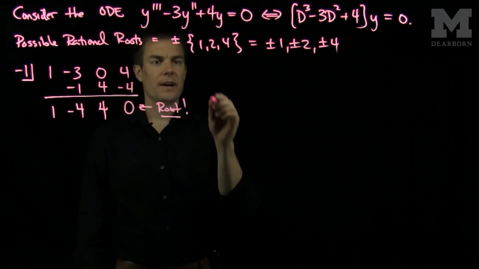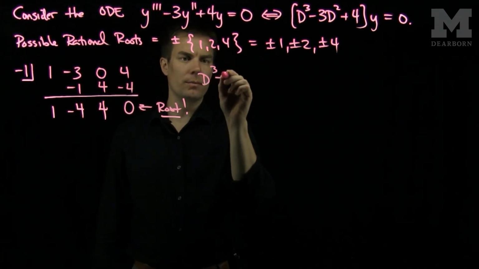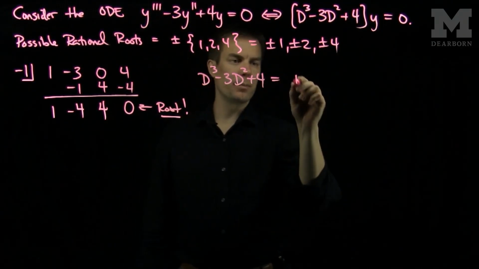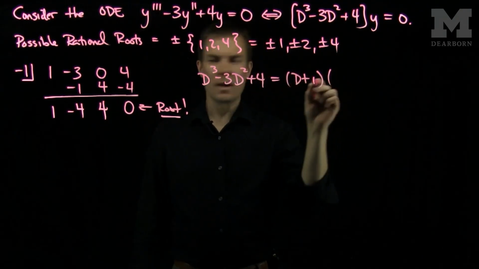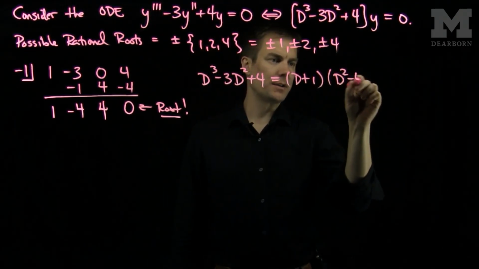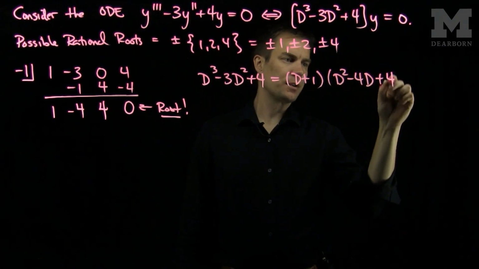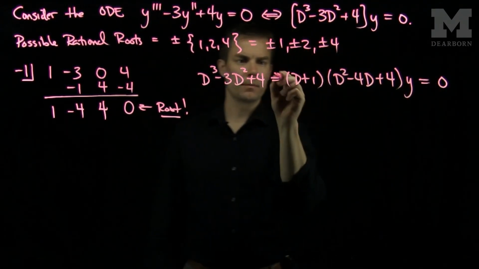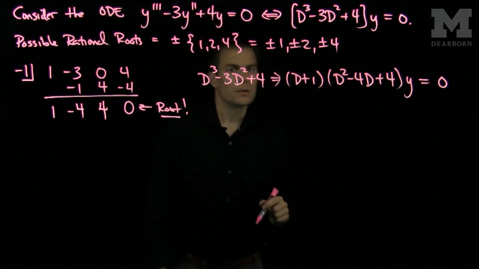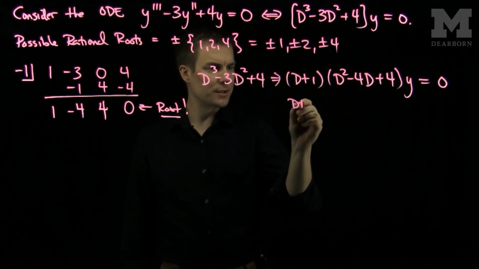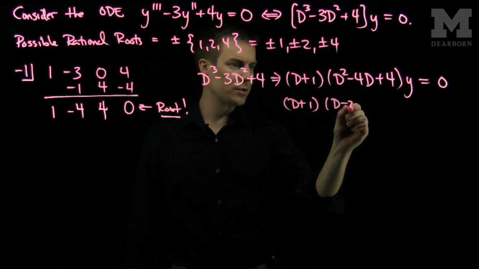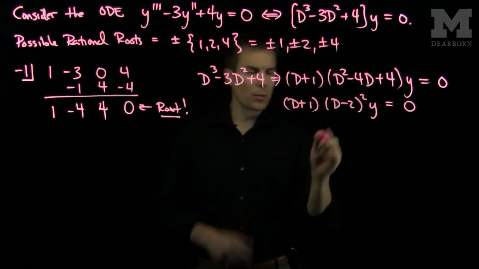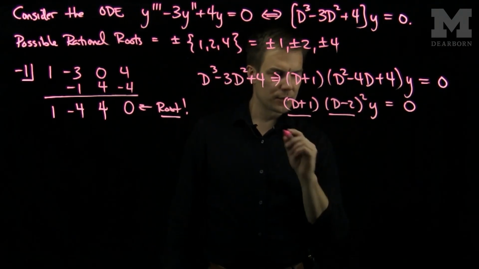And it also gives us a factorization. So D cubed minus 3D squared plus 4 is equal to D plus 1 and then D squared minus 4D plus 4 applied to y equals 0. So this is a perfect square. This is D plus 1, and then this will be D minus 2 quantity squared applied to y is equal to 0. And so we can get 2 of the roots out of these 2 factors for free.